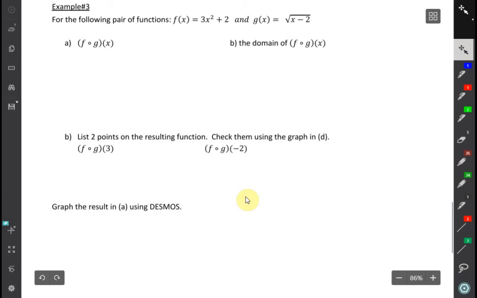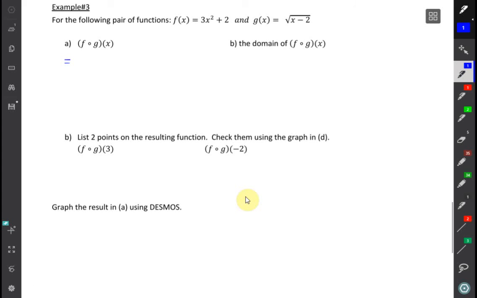Completing this algebraically, once again we have f at g at x, and this time I'm not going to write the other notation. I'm simply going to take g at x and input it into f at x. So we have 3, and there's an x squared, so in place of the x, I'm putting the square root of x minus 2, which is g at x. And then I have a plus 2 out here.